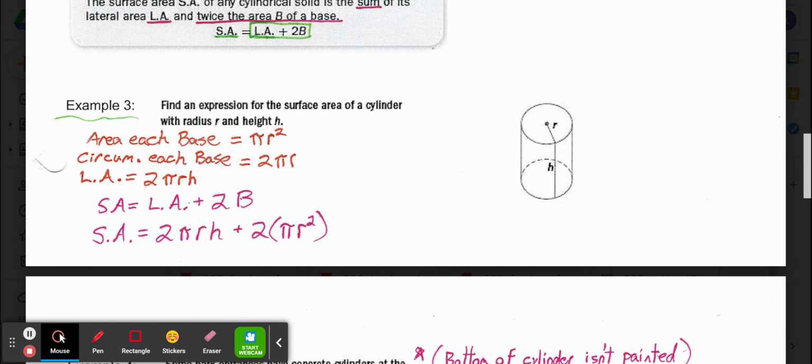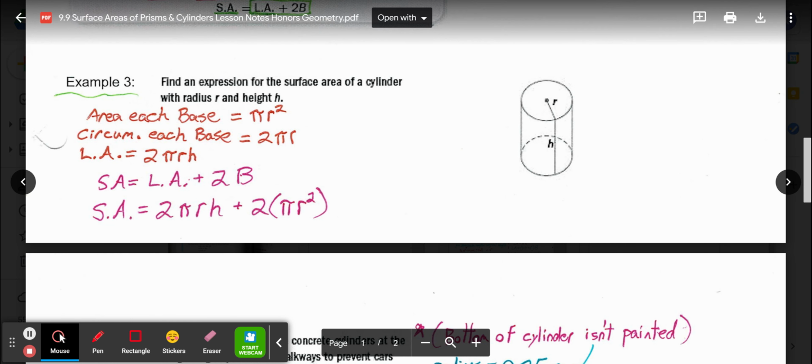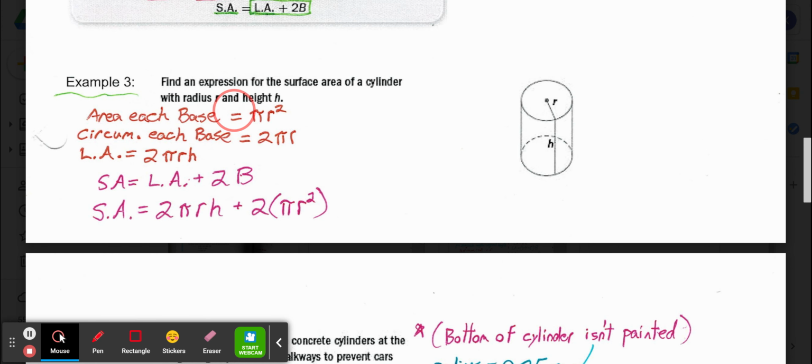So example 3 is doing exactly that. We're writing the expression for the surface area of a cylinder if its radius was r and its height was h. So if we didn't know the values, but we know the radius r, height of the cylinder is h, what would be the expression for the surface area?